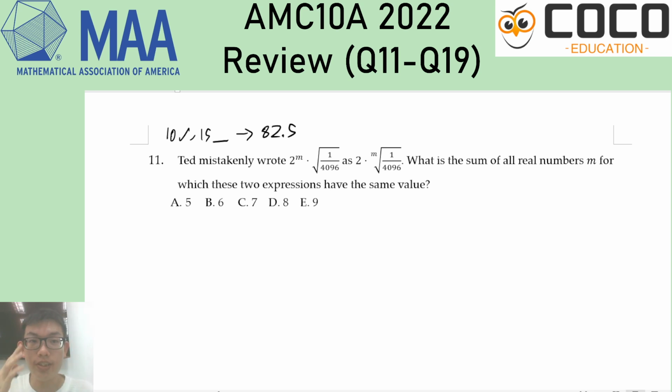Now, question 11 is an example of this. Ted mistakenly wrote 2 to the m times the square root of 1 over 4096 as 2 times the mth root of 1 over 4096. What is the sum of all real numbers m for which these two expressions have the same value?